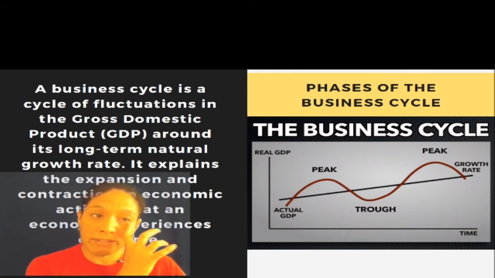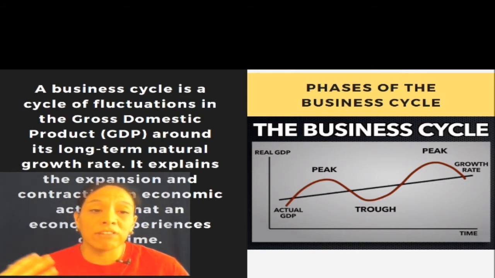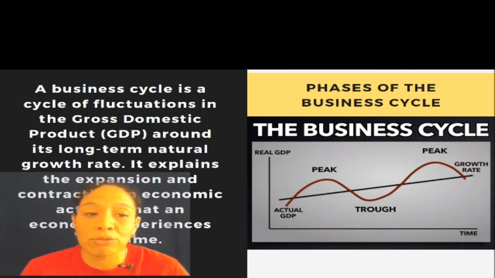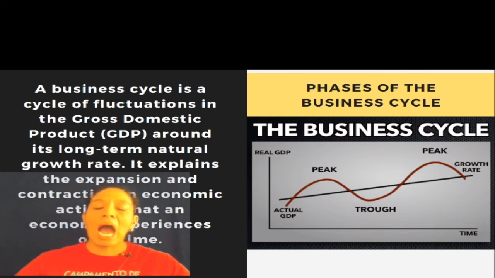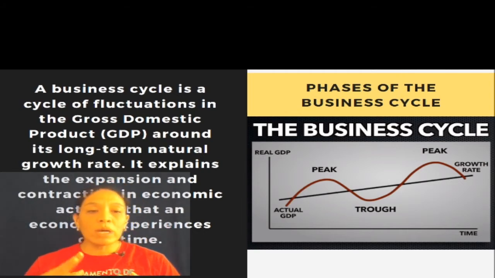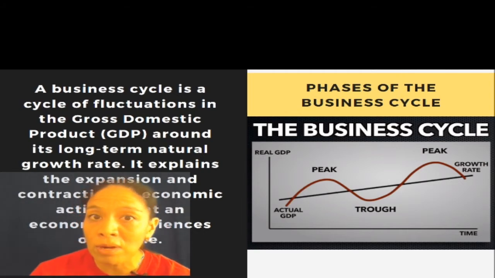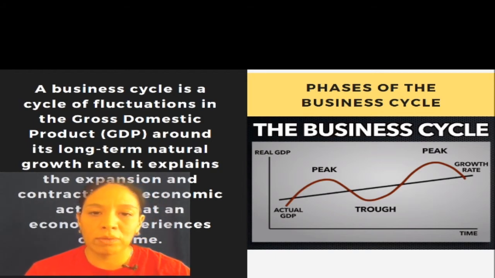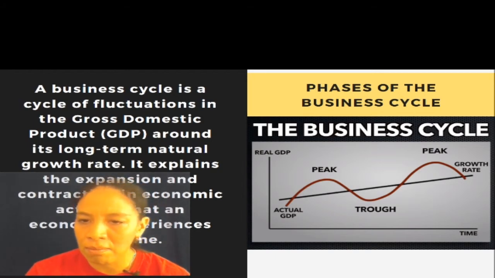Okay, so here we have the definition. A business cycle is a fluctuation in the gross domestic product that we have just mentioned around its long-term natural growth rate. It explains the expansion and contraction in economic activity that an economy experiences over time. Okay, this is very important. Explains the expansion and contraction. An economy may grow, an economy may contract. So I'm going to give you 1 minute so that you can put that definition down before we go forward. Let me see if you have any comments.